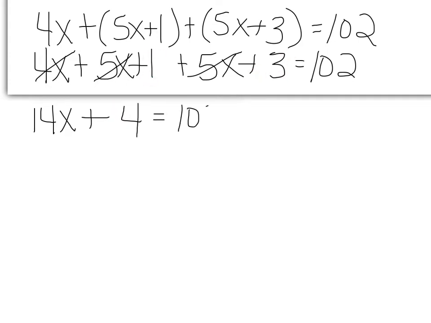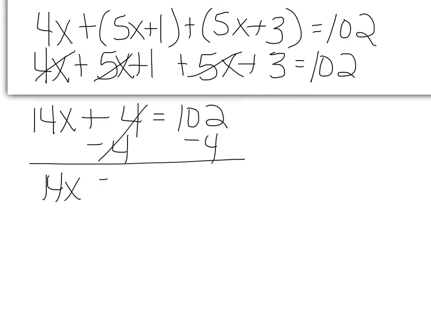Equals 102. Subtract 4 from both sides. You get 14x is equal to 98. Divide both sides by 14, and you get 7. So x is equal to 7.